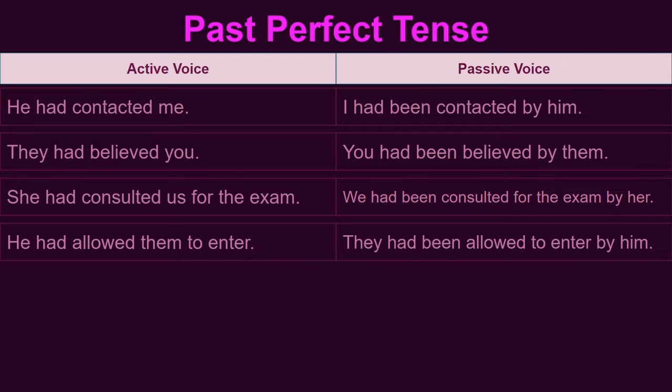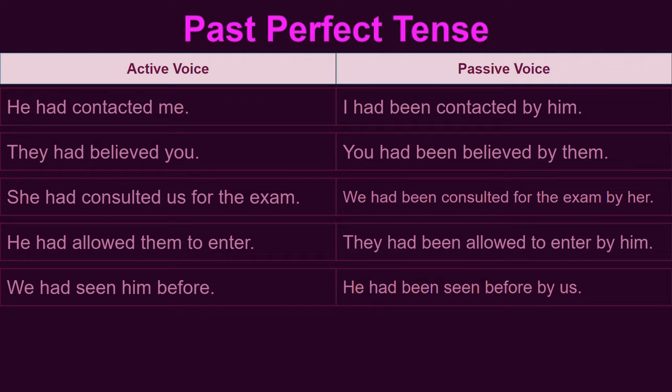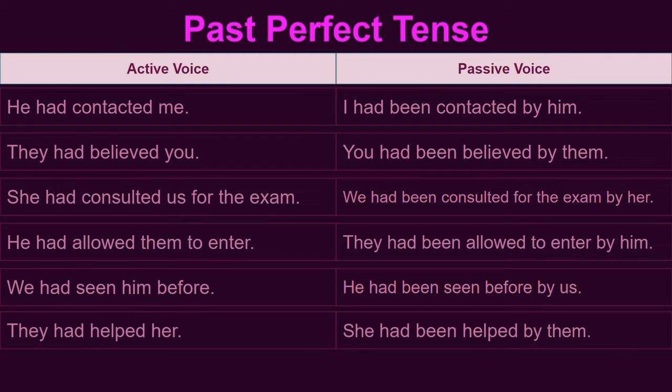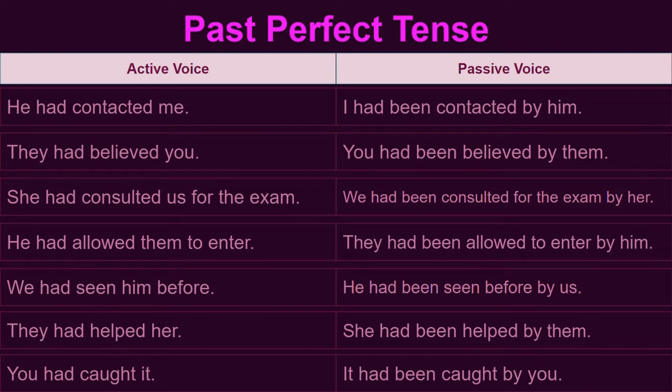He had allowed them to enter. They had been allowed to enter by him. We had seen him before. He had been seen by us before. They had helped her. She had been helped by them. You had caught it. It had been caught by you.